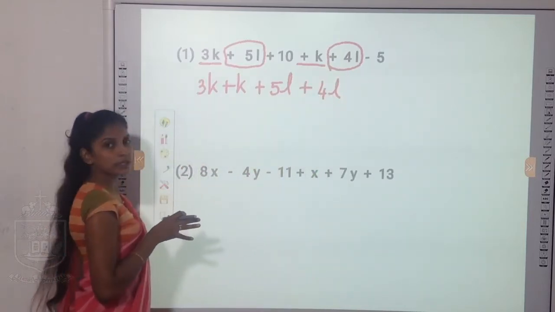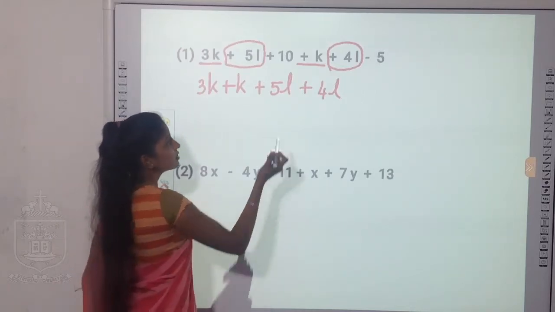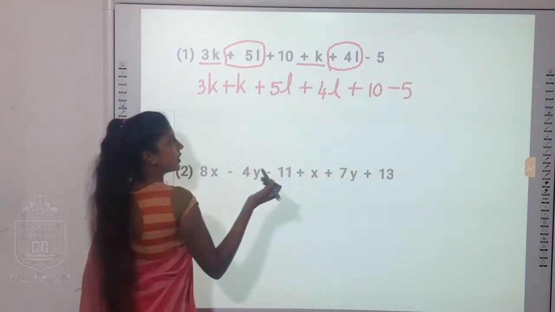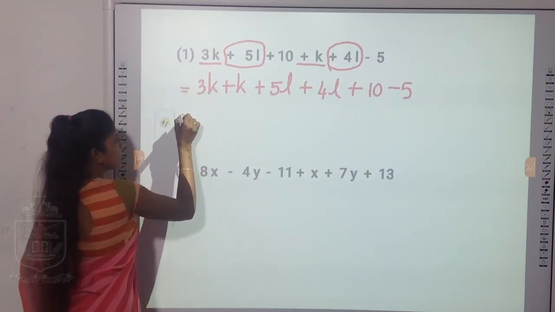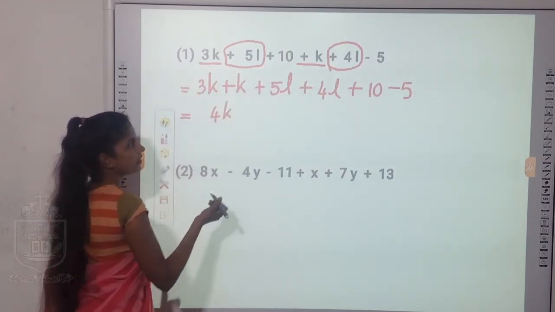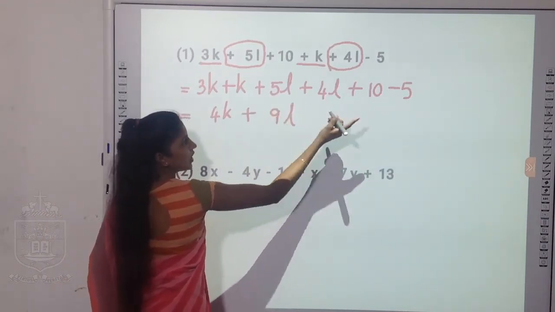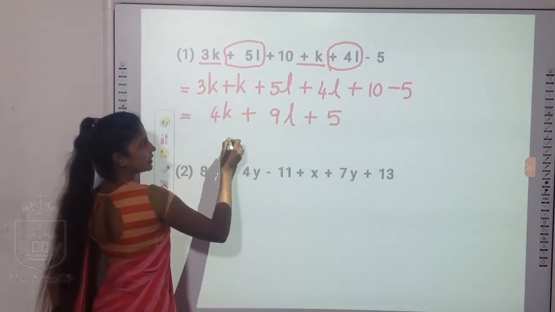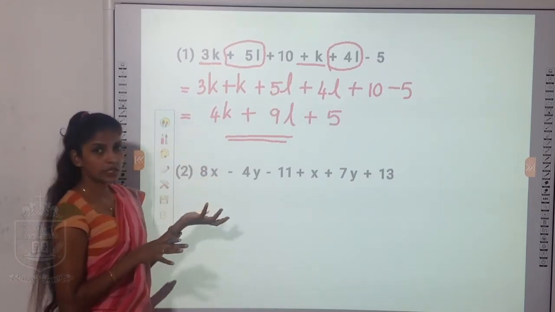And there are two numbers. They are not algebraic terms, they are just numbers or constants. So we can take them at last, plus 10 minus 5. As I told earlier, we can simplify like terms and get the answer. So 3k plus k, altogether there are 4k's, and then this is also addition, so you can add them as 9l, and here opposite signs, so you have to subtract and get the answer 10 minus 5, 5. So this is the simplest answer that we can obtain.